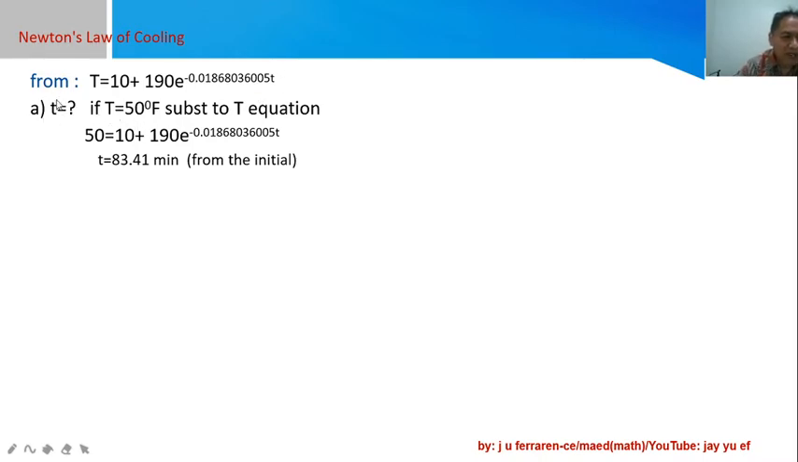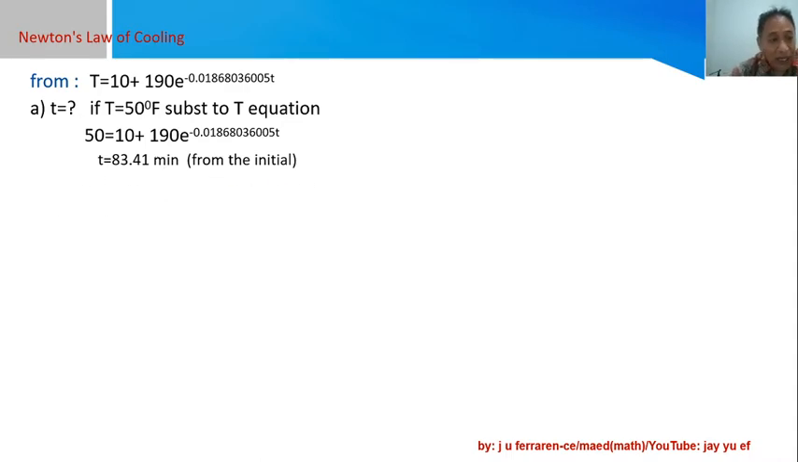So in A, it asks what time is needed so that our temperature will become 50 degrees Fahrenheit. So substitute to the equation in T. So we have 50 here for our T. This is 10 plus 190 exponential, and the unknown here is T. So it takes how long? T equal to 83.41 minutes, and this is based from the initial.